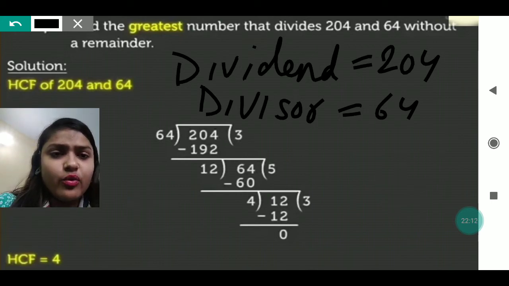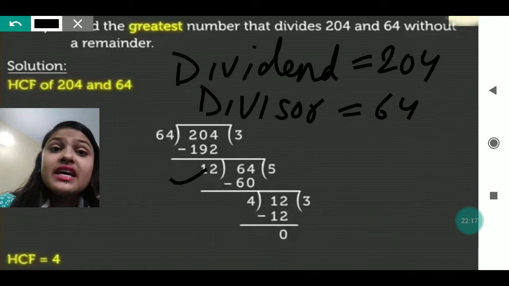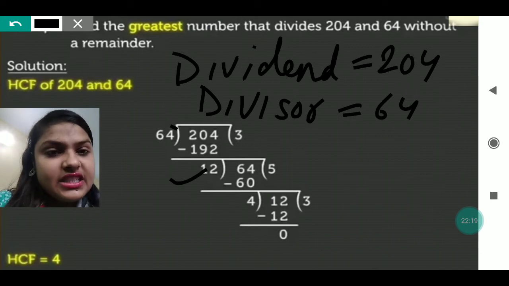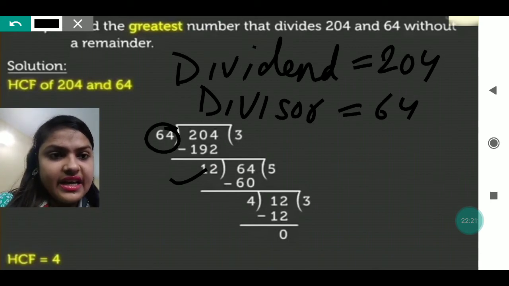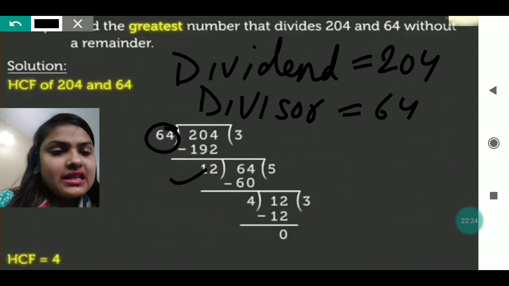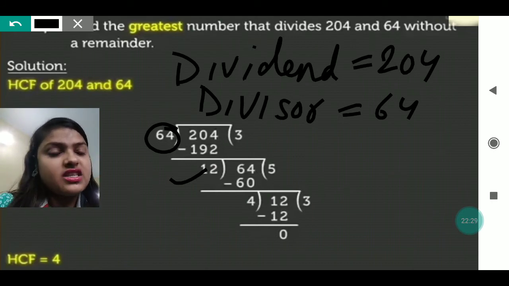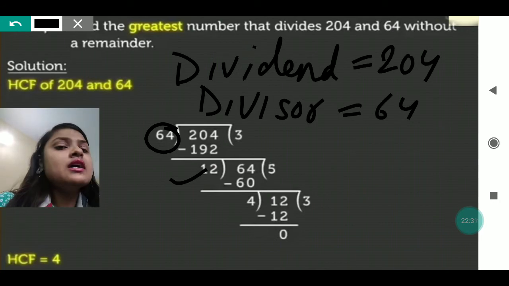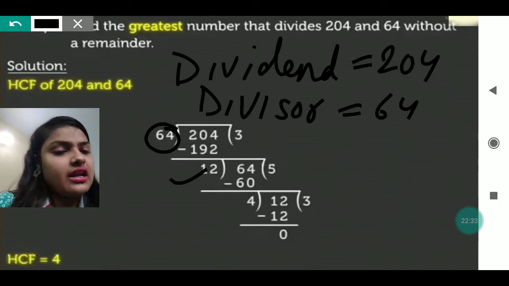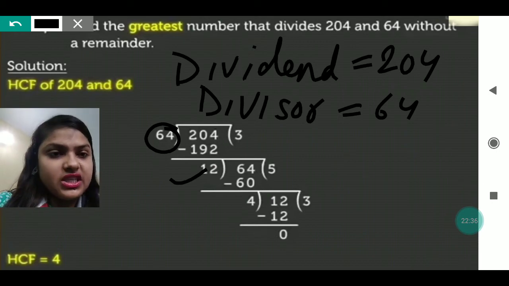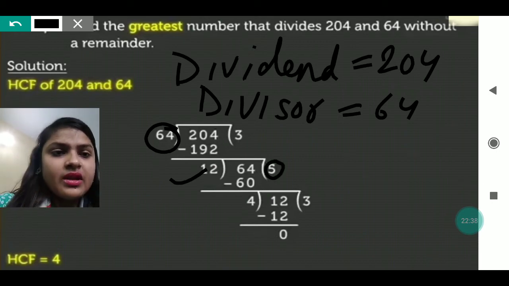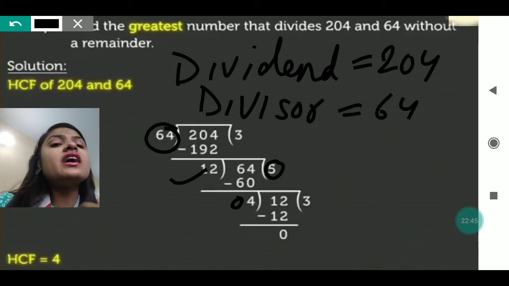Then again, what have I got as the remainder? The remainder I have got is 12. 12 is the remainder here. Now this 64, which was written as the divisor, will become the dividend. Now for 12, I will read the table of 12 to see how many times it goes in 64. 64 will not come, but 60 will come. So I will write 60 just below 64 and 5 as the quotient. After that I will subtract. Then 4 minus 0 will be 4 and 6 minus 6 will be 0. So I have got 4 as the remainder.